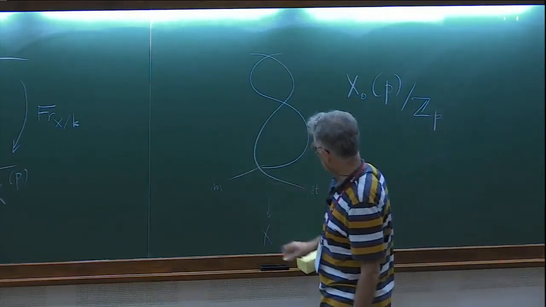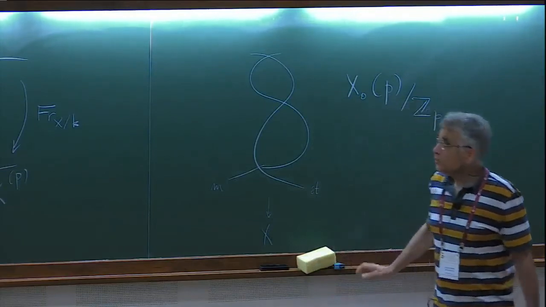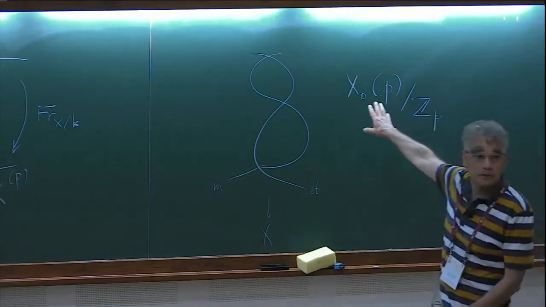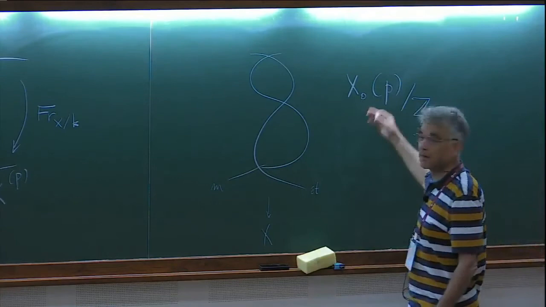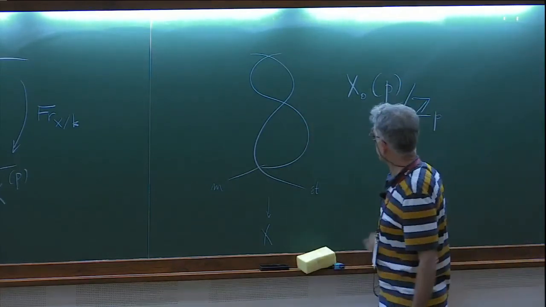This maps isomorphically, and this maps purely inseparably in degree P. So this variety that I call S, yeah, this is the special fiber of this model. Generic fiber, you all know. This is the special fiber of this model.